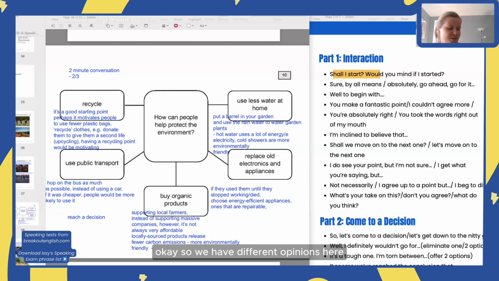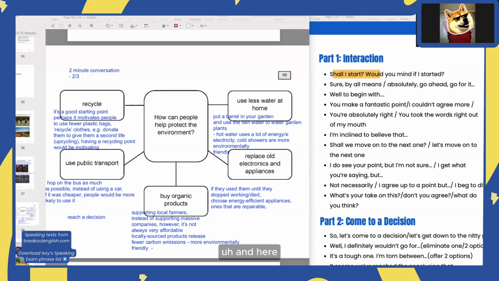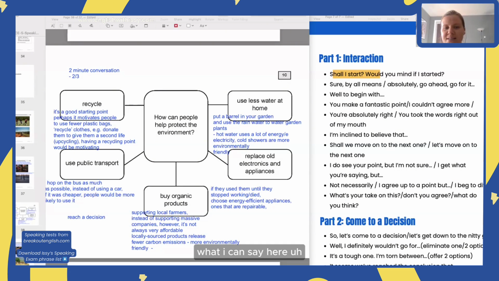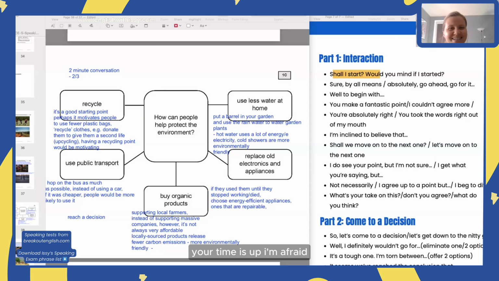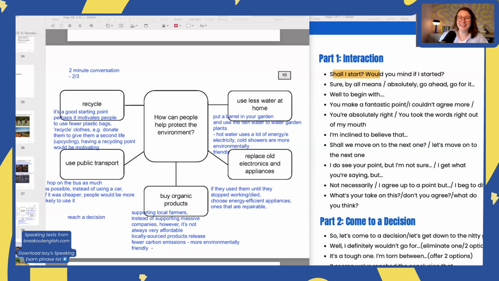Okay, so we have different opinions here, but do you think that we can now jump to another one, like using public transport, for example? Yeah, sure. And here, what I can say from my own experience is that because I am living in a big city, I always try to use public transport, which in my city is actually really convenient. And I think that... Guys, your time is up, I'm afraid.